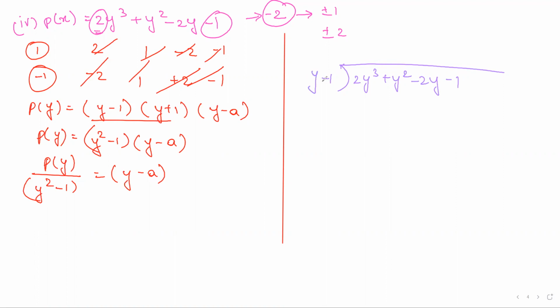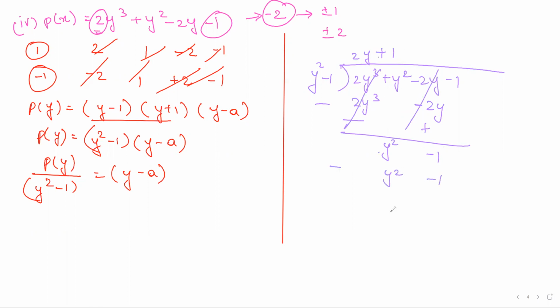So it is y squared minus 1. 2y cubed divided by y squared will give you 2y. 2y multiplied by this will give you 2y cubed minus 2y. Subtract, change the signs. With this, these terms get cancelled and you're left with y squared minus 1. Y squared divided by y squared is 1. So plus 1. 1 into minus 1 is minus 1.